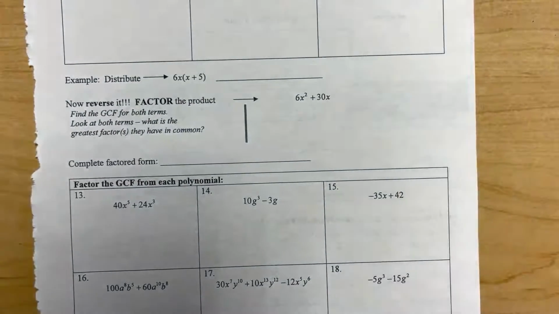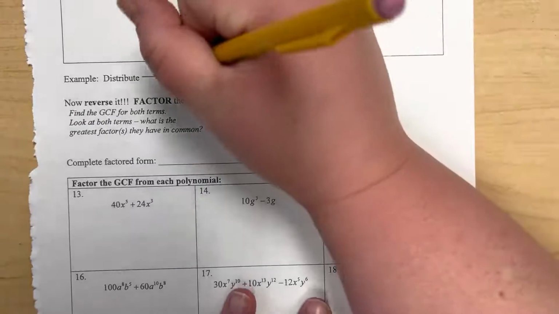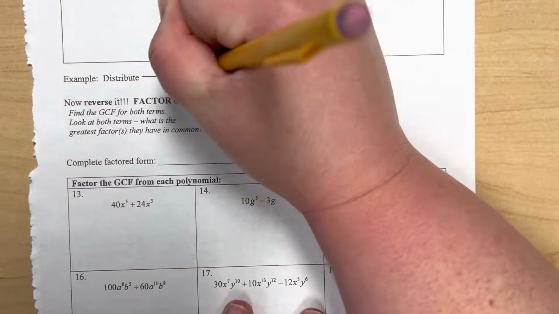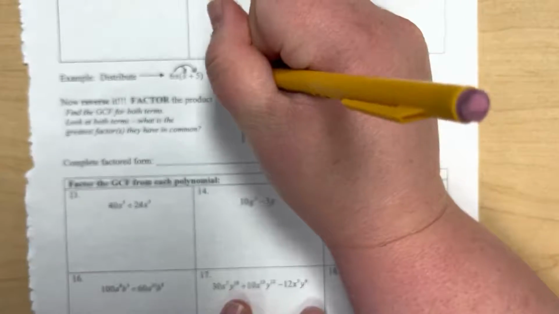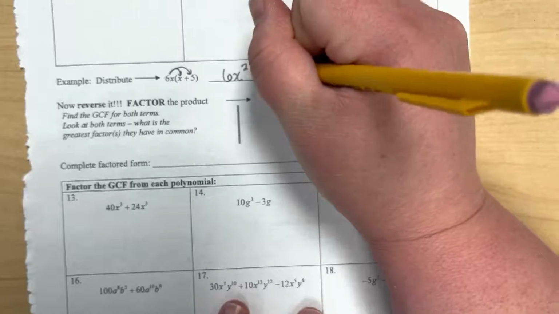All right, now, we are going to take what we just learned about finding GCFs of polynomials, and then we are going to factor them out, okay? So let's think back to something that we've done previously. We learned how to multiply polynomials, in this case, a binomial by a monomial. So what we would have done is we would have distributed like this. 6x times x is 6x squared, and 6x times 5 is 30x.